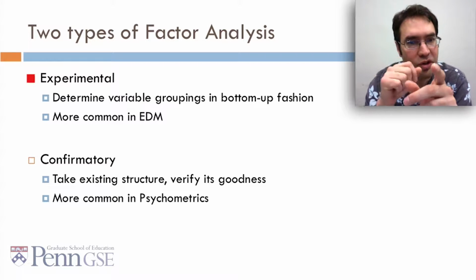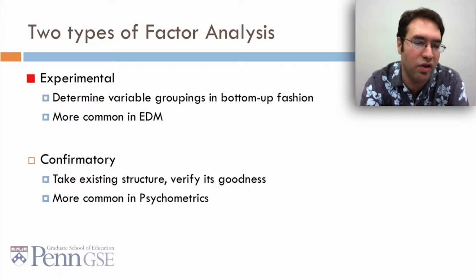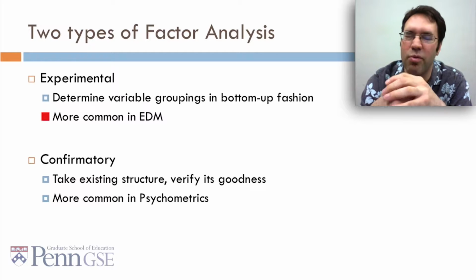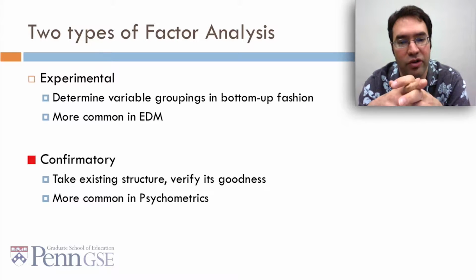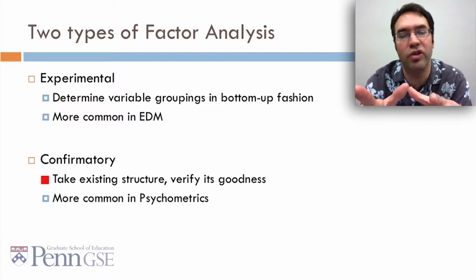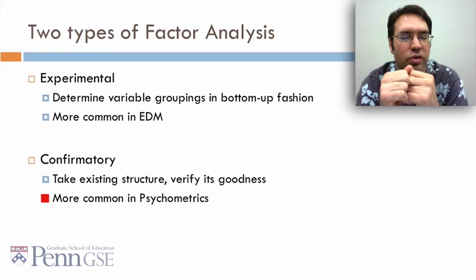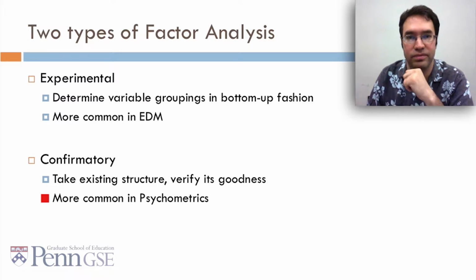Whichever of these problems you're considering, there are 2 types of factor analysis you can consider. Exploratory, which is where you determine the variable groupings in a bottom-up fashion. This is more the EDM way to do things. And confirmatory factor analysis, where you take some existing structure that some really smart person came up with, and you verify its goodness. And this approach is more common in psychometrics.